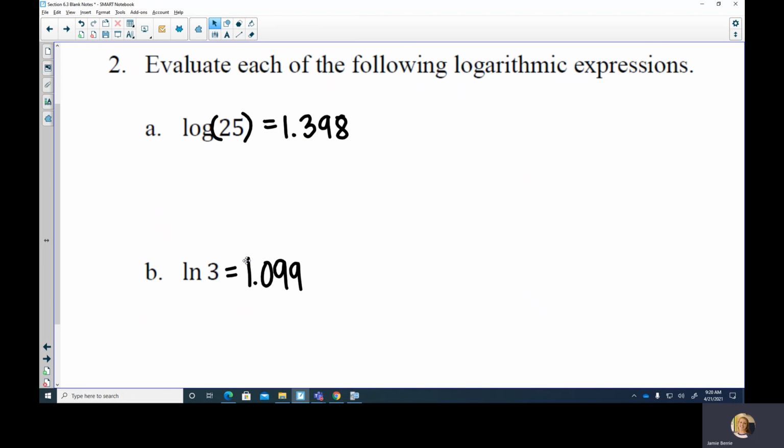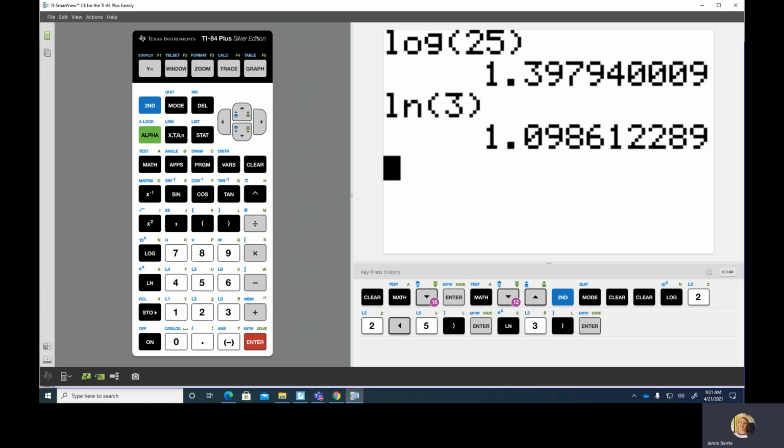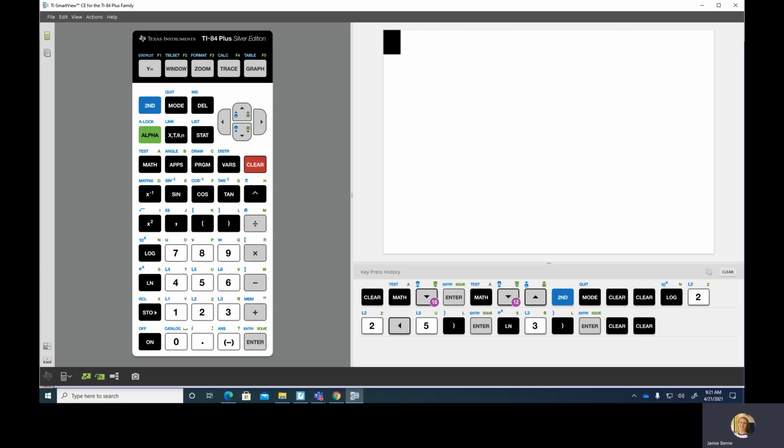And then our last one. I put this one on here because it's on the homework. I wanted to make sure you knew how to type it in. This one says natural log of the 5th root of e squared. Okay, so natural log of the 5th root of e squared. If you have the TI 83, you're going to type this in a little bit differently than what I'm about to show you. So I'm going to type it in on the TI 84, and then I'll tell you how to type it in on the TI 83.